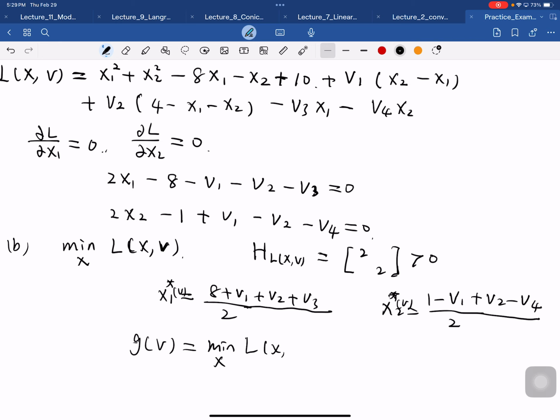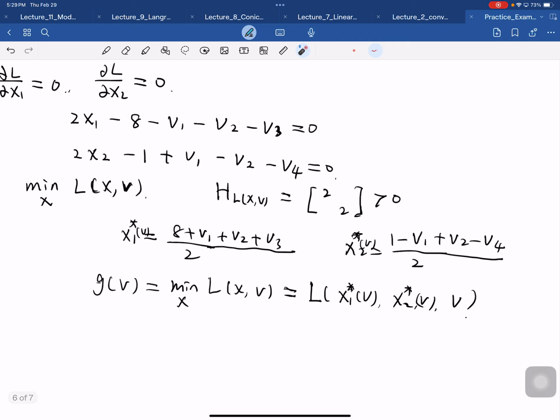L(x, v) is nothing but you plug it back in. That will be L(x1 star(v), x2 star(v), v). Okay. Yeah, in the exam, as long as you can get those solutions, you don't really need to plug it back in. We are not testing you on middle school math here, right? As long as you know the concept. Okay, so any questions here?